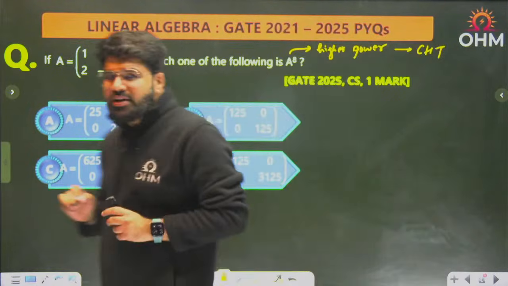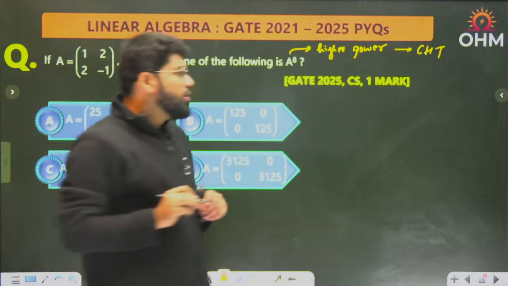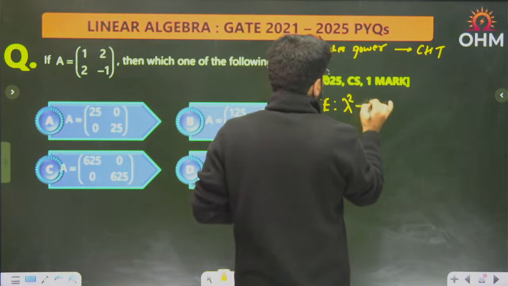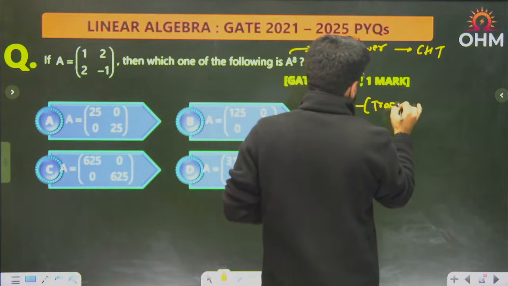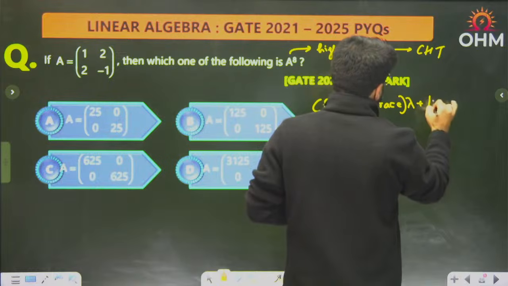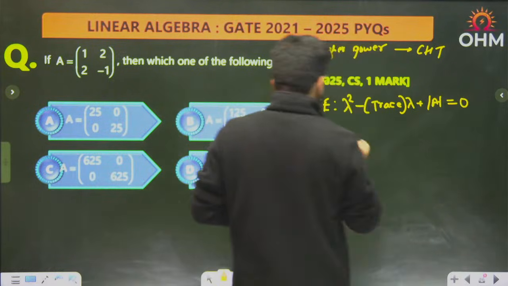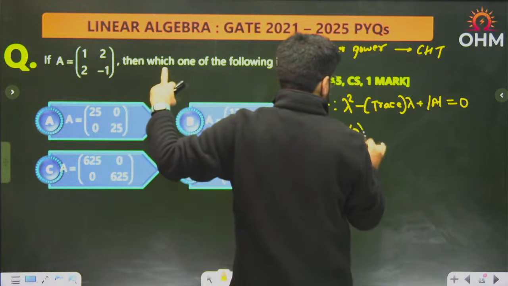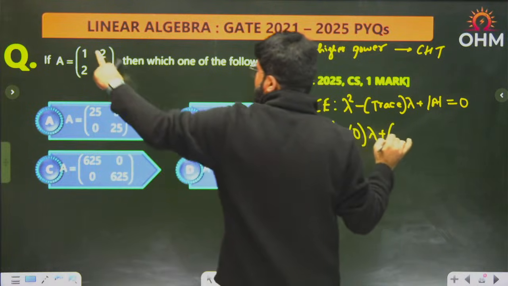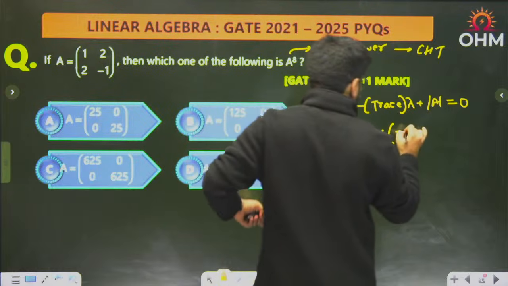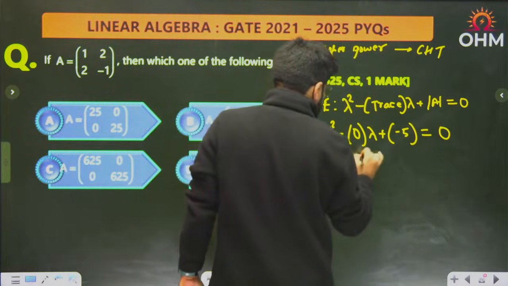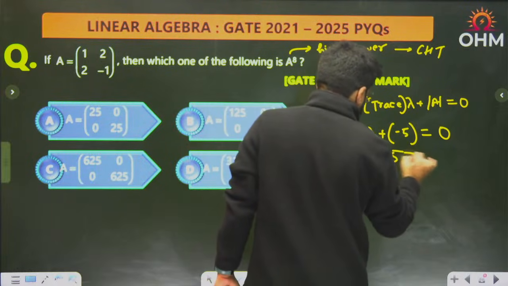But for Cayley-Hamilton, what do you need? Characteristic equation. 2 cross 2 characteristic equation. Again repeating the same point, lambda square minus trace into lambda plus determinant equal to 0. So what is there? The trace this time, 1 and minus 1, 0. What is the determinant this time? Minus 1, minus 4, minus 5. So the characteristic equation is simply lambda square minus 5 must be 0.